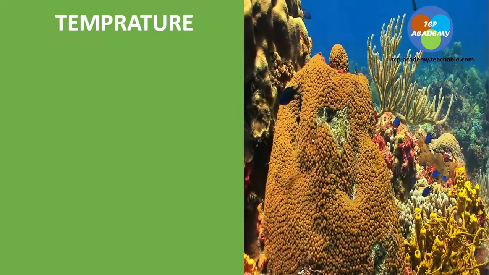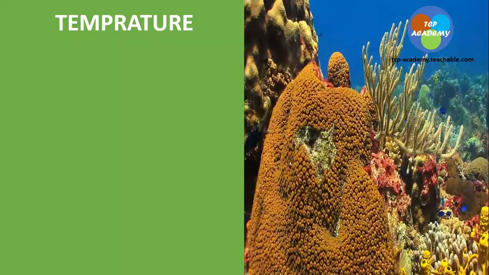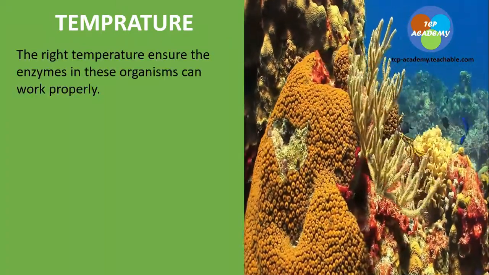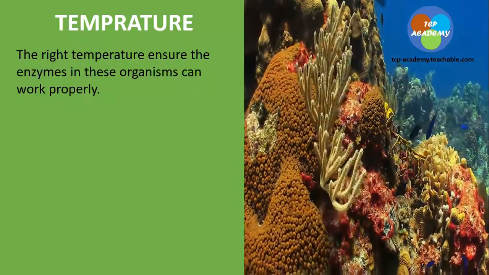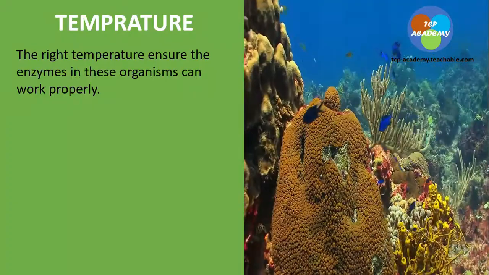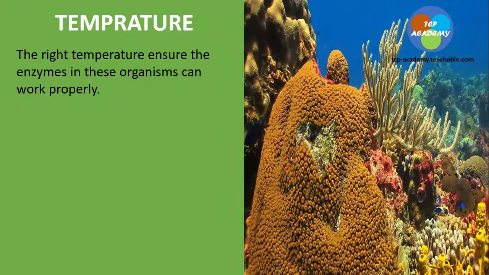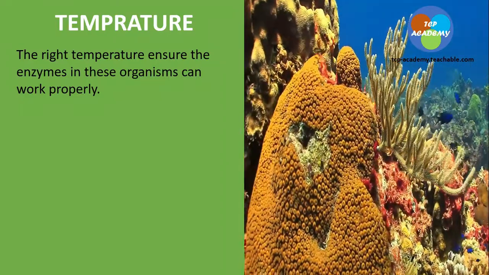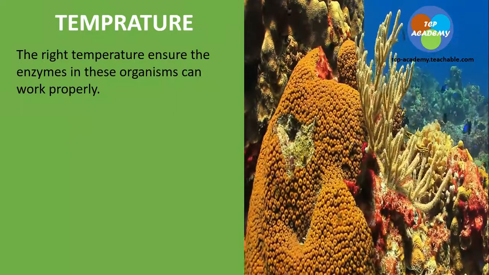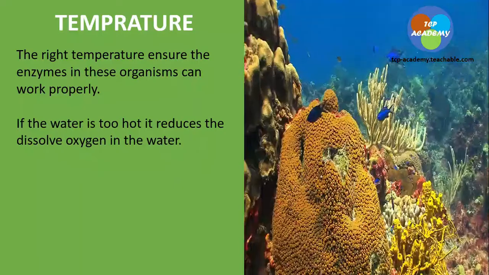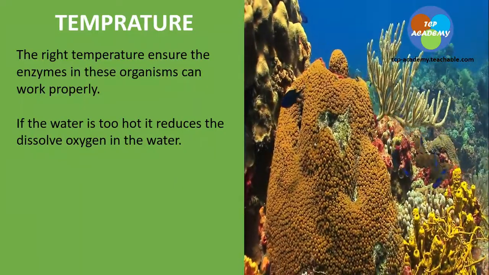Let's look at the temperature, which significantly speaks to how organisms are distributed. Now, the right temperature ensures that enzymes in the organism can function properly. As it were, for humans, we would require a temperature of about 37 degrees, somewhere there, so as to ensure that the enzymes are able to function properly.